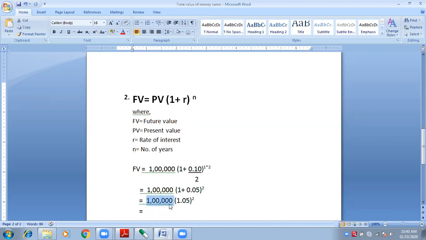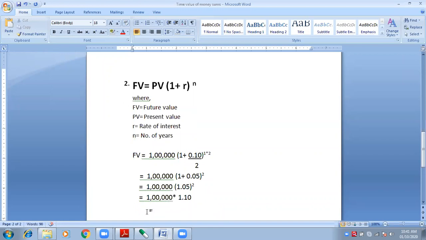This 1 lakh will be the same. It will be the same until you solve the bracket. Now we can solve the bracket. Open the bracket now. What is in the bracket? 1.05 raised to 2. Raised to 2 means it is 2 times. So we have to multiply 2 times. 1.05 into 1.05. So the answer is 1.10.